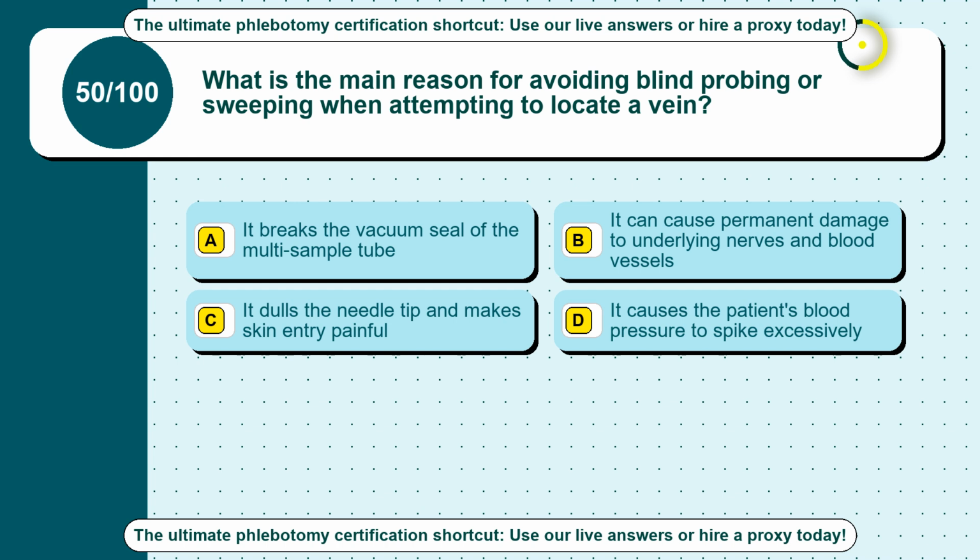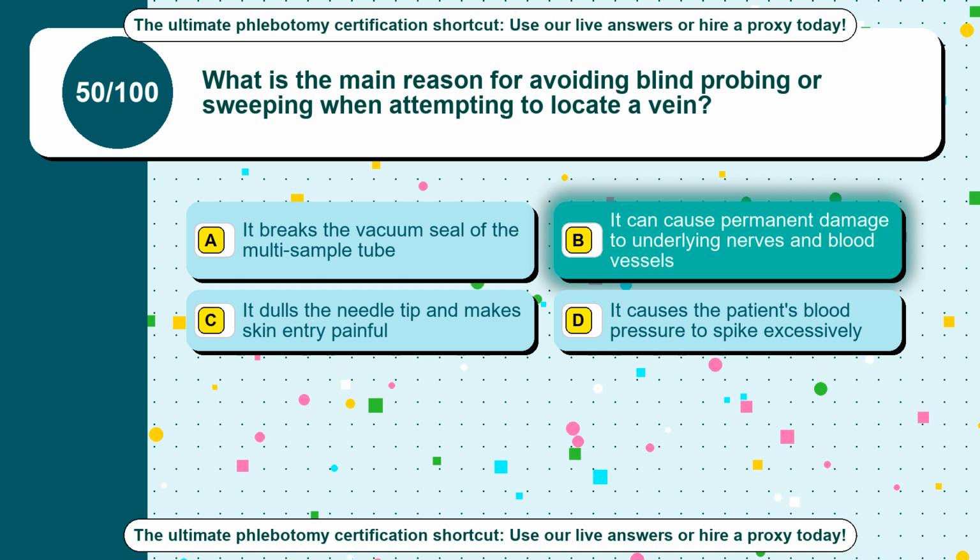Option B, it can cause permanent damage to underlying nerves and blood vessels. Option C, it dulls the needle tip and makes skin entry painful. Option D, it causes the patient's blood pressure to spike excessively. The correct answer is option B, it can cause permanent damage to underlying nerves and blood vessels.